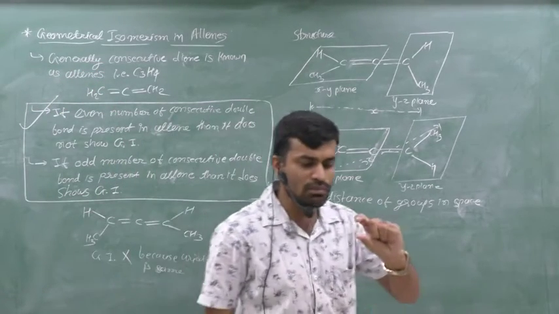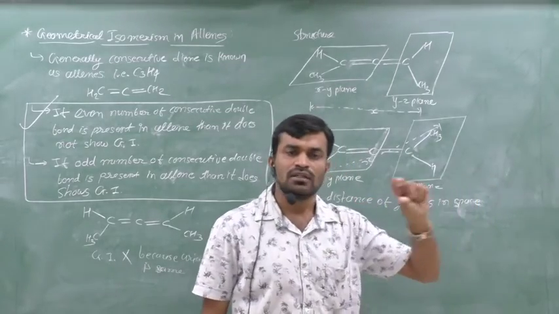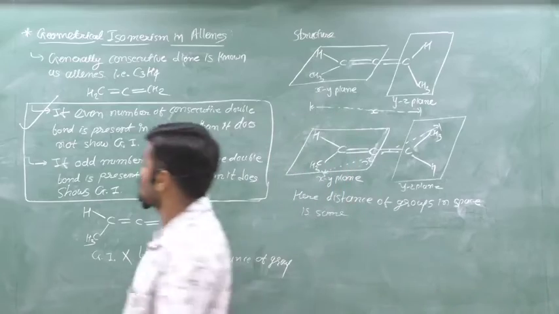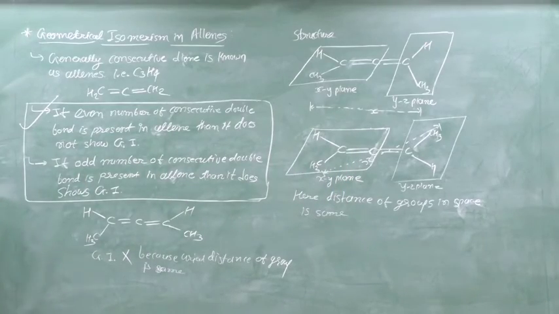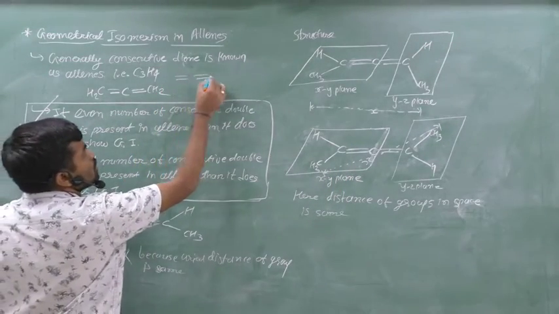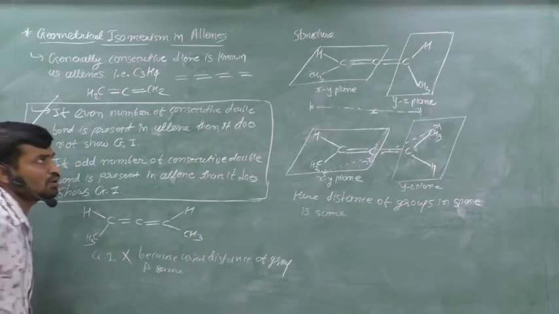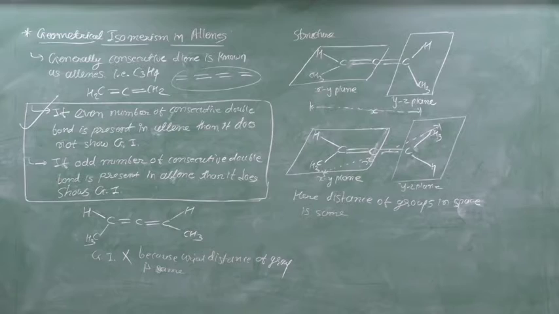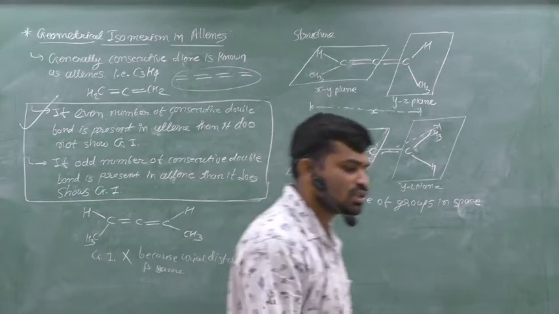If double bonds are back to back, it means there is no single bond between the double bonds. Double bond, double bond, double bond. If the double bond pattern is like that, with no single bond between them, then this type of double bond is known as consecutive double bond.